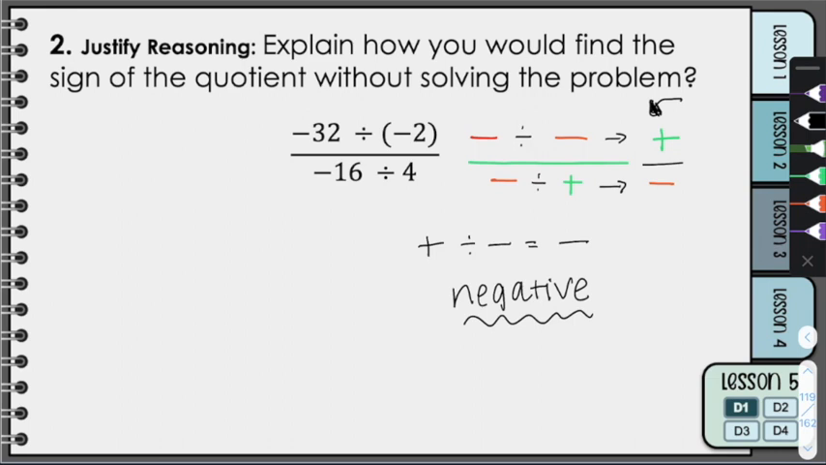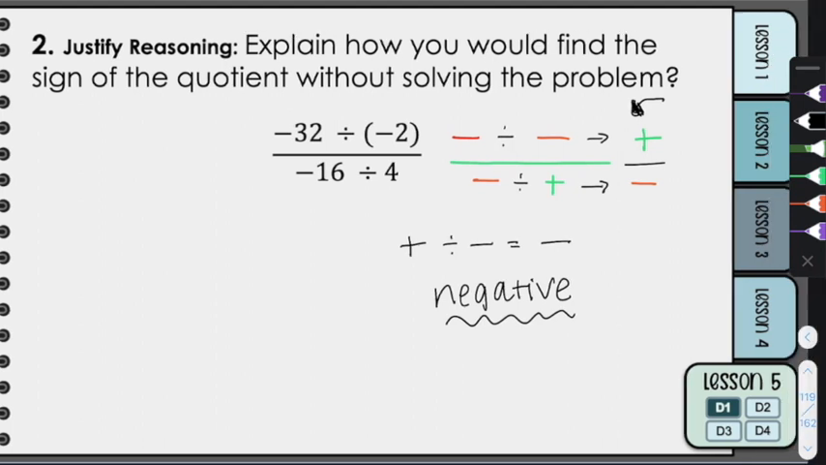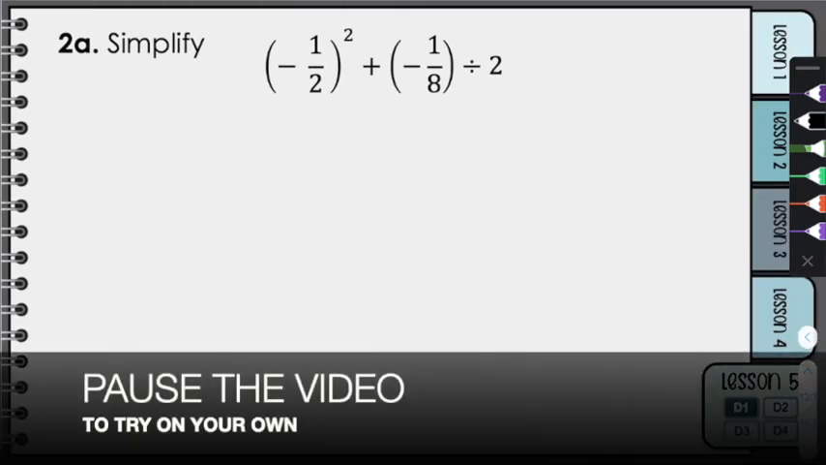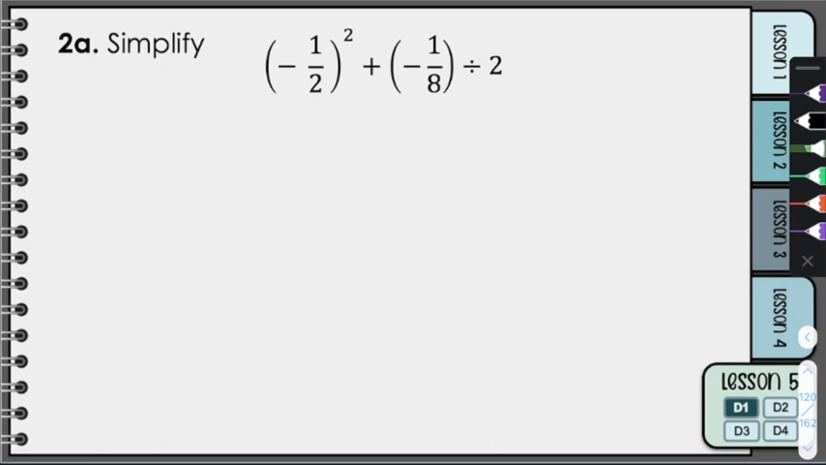Okay, so the second part, or 2A, try it on your own. Pause the video here and see if you can figure it out, and then we will come back and go over it.